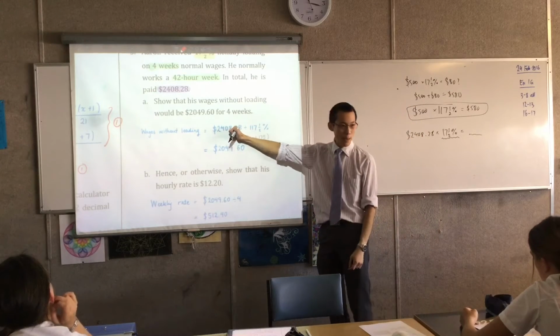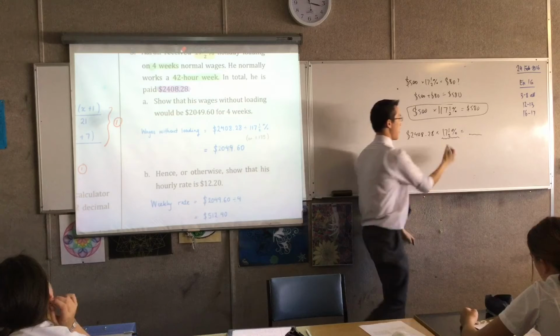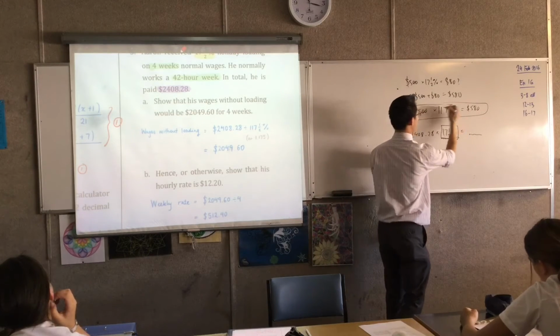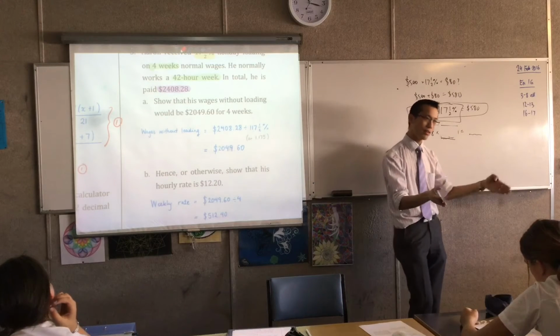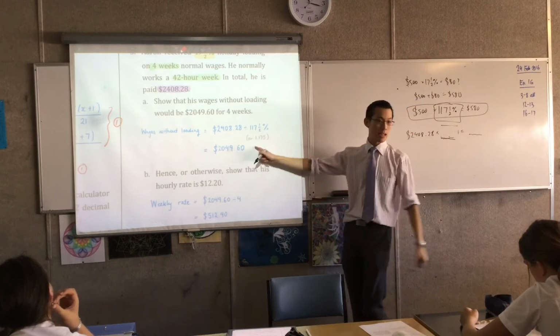You want to take that whole amount and what it represents is 117.5%. It's the original amount and the loading as well. You divide through, you'll get to that number straight away.